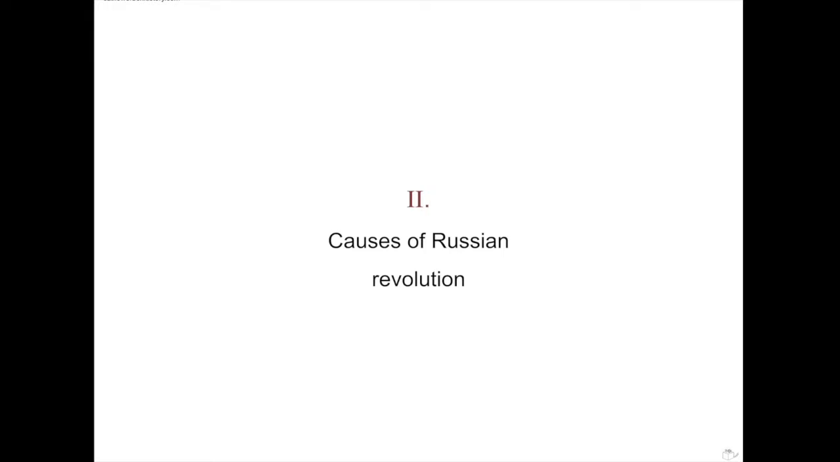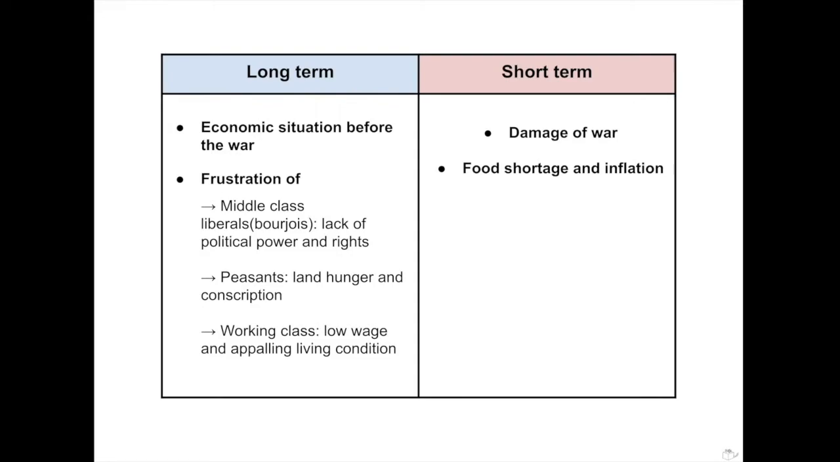Causes of the Russian Revolution. We can see this as long-term and short-term causes. For the long term, we can think about the economic situation before the war and the frustration of the middle classes, peasants, and working classes. The middle classes had a lack of political power and rights.